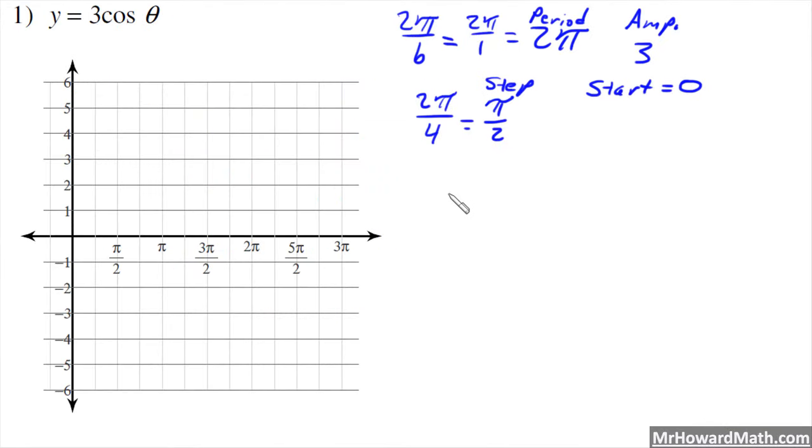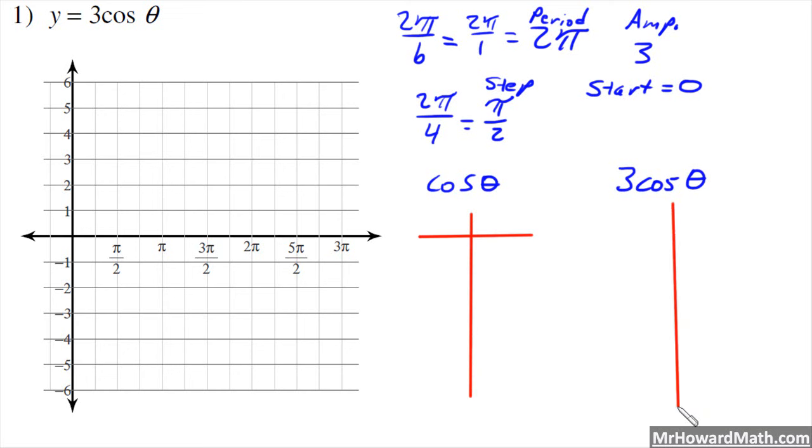Alright, so I'm going to go ahead and do the parent table, cosine theta, and then we'll do 3 cosine theta next to it. It's important that you start by seeing the changes, and I recommend you do this. When you get more experience, you won't have to always graph or make the table of the parent.